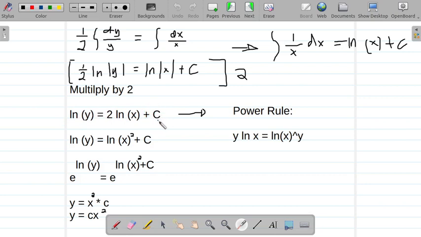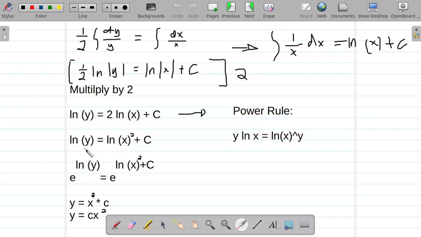From the previous discussion, from the previous slide, this equation is the power rule in logarithms. So, y ln of x can be written as ln of x to the power of y. In this equation, the 2 is y. So, ln of x can be raised to 2. That is why ln of y is equal to ln of x to the power of 2 plus c.